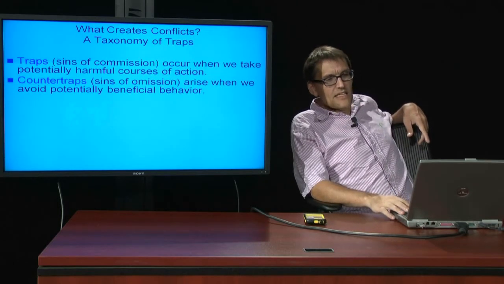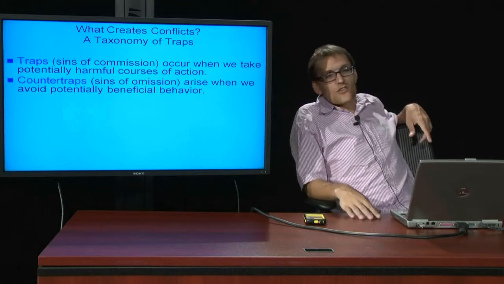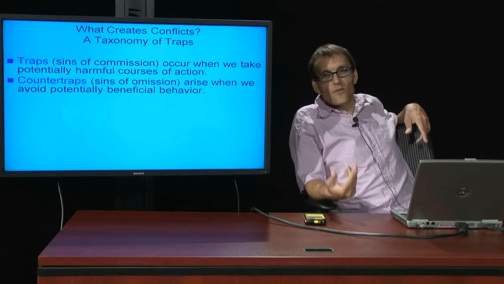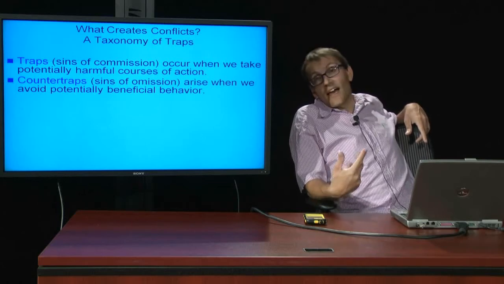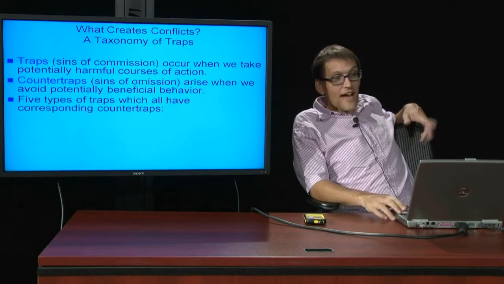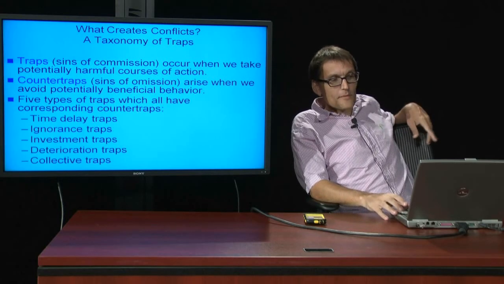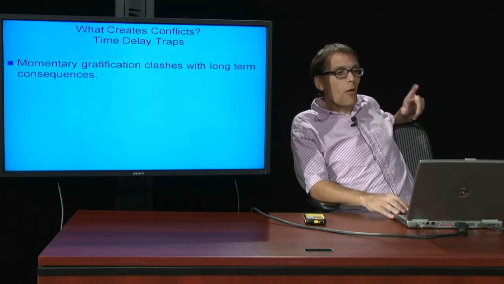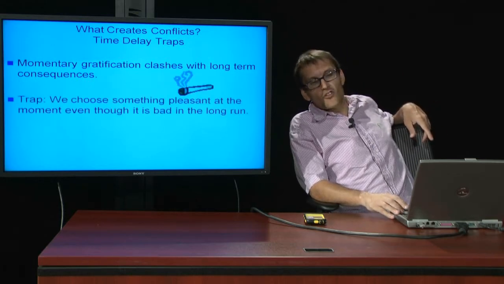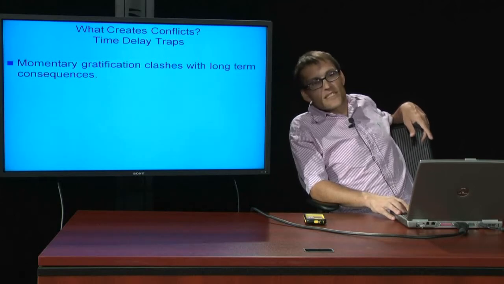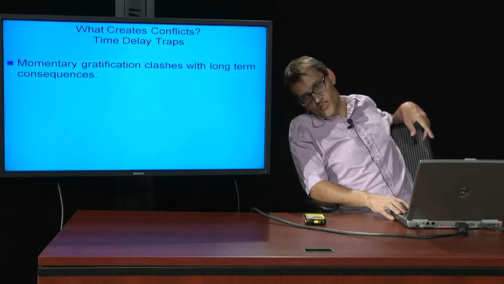A trap occurs when we take potentially harmful courses of action, and a counter trap is when we fail to take an action which is beneficial. Okay? There are 5 kinds of traps, each with a counter trap. I'm going to do these a little bit quickly. They're very interesting. A time delay trap. Momentary gratification clashes with long-term consequences. That is to say, what feels good to my present self is not good for my future self.